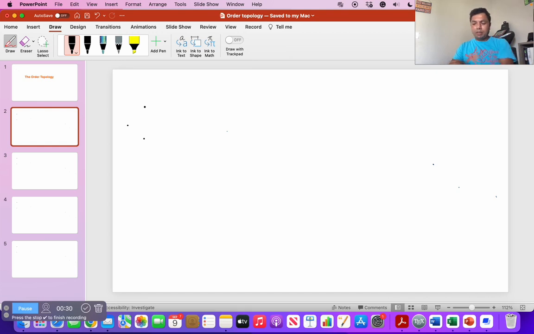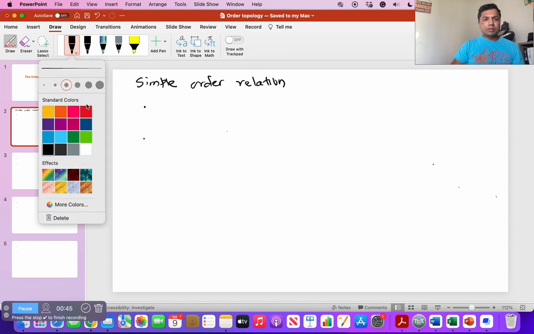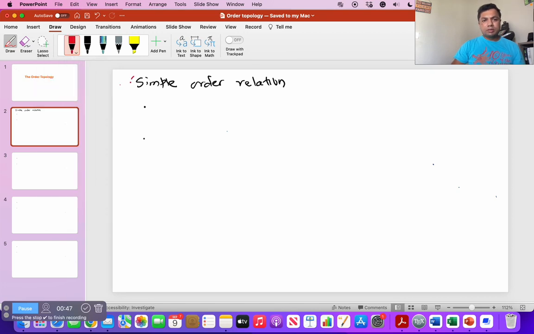Simple order relation, or just the order relation. Since Munkres' book uses simple order relation, that's why I'm saying simple order relation. But instead of simple order relation, you can just say order relation.